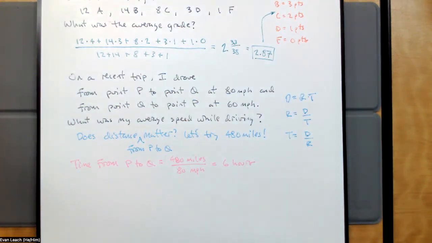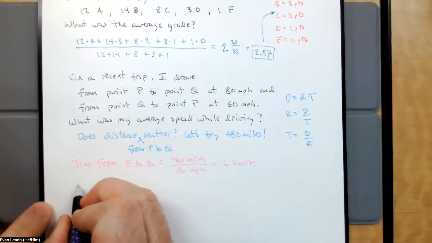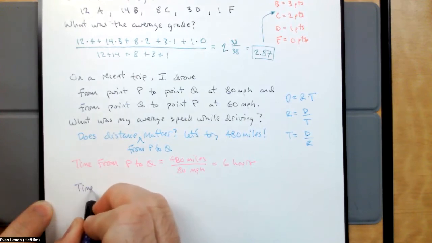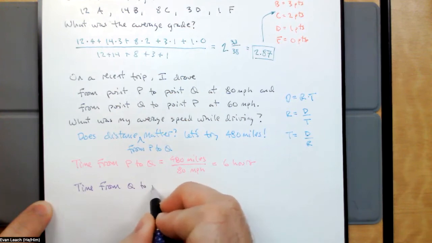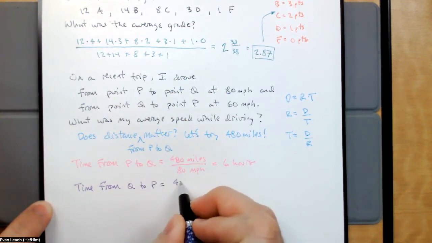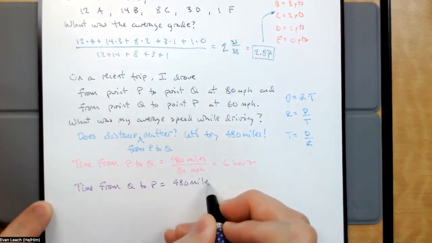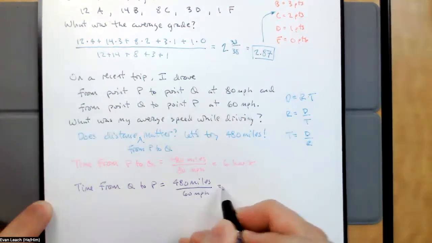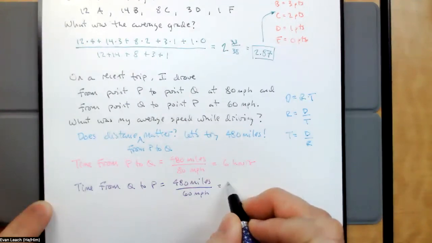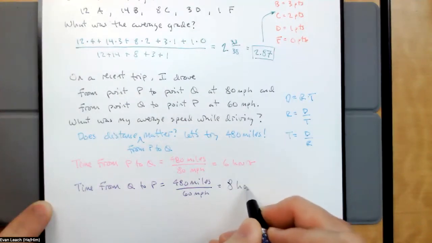So the time from P to Q is 6 hours. And the time from Q to P is still 480 miles. But now we were only going 60 miles per hour. So how long does it take? 8 hours.